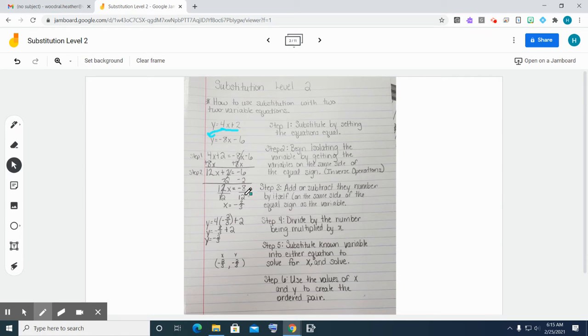Step 4 says divide the number being multiplied by x. So the number being multiplied by x is this 12 right here. So I'm going to divide both sides by 12. That leaves me with a 1 or 1x. So that just is x equals, and then negative 8 over 12 is negative 2 over 3.